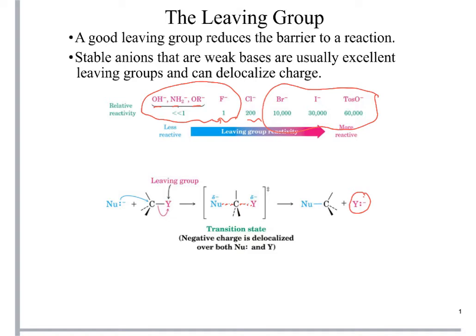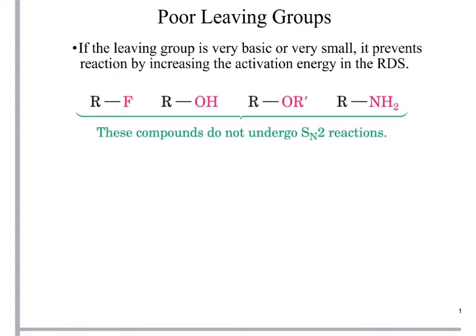And again, take a look at the difference in order of reactivity. Tosylate is 60,000 times more reactive as a leaving group relative to fluoride, which is a very strong base with a weak conjugate acid, hydrofluoric acid, and therefore is less likely to be expelled and exist as an ion in solution. So poor leaving groups that would first need to be activated in order to be expelled are fluoride, hydroxide, alkoxide, and amide. So these compounds would not undergo direct SN2 reactions.